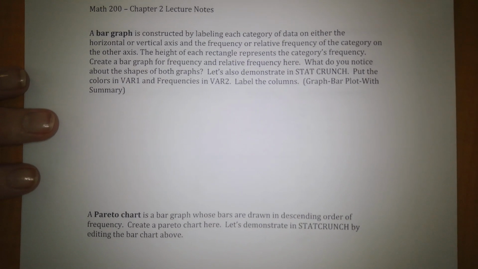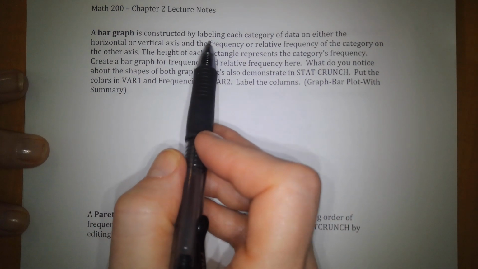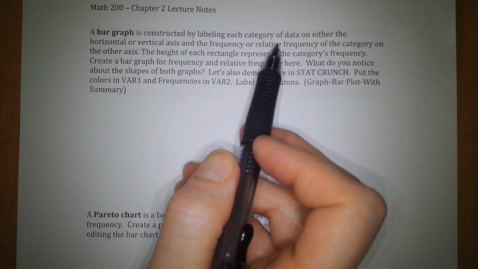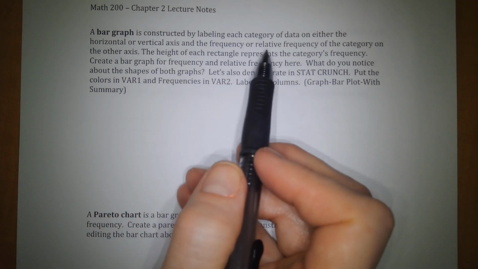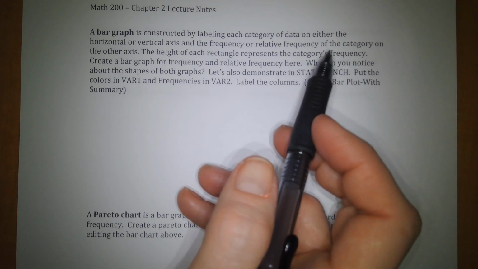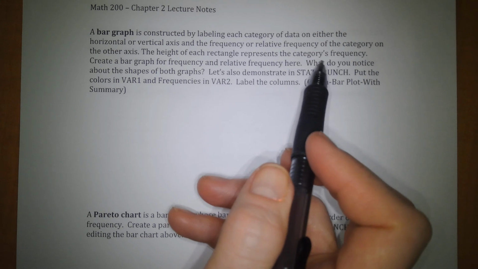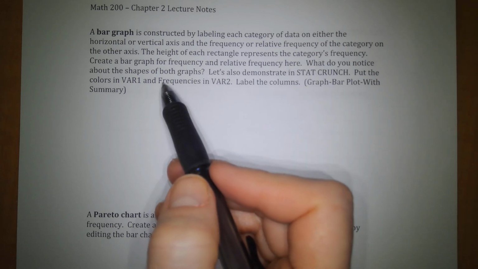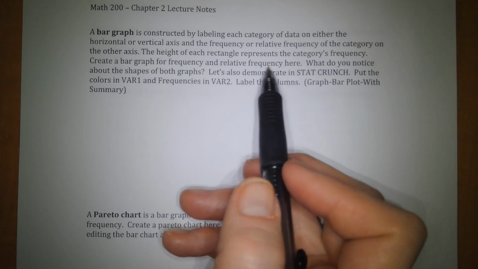A table is one way to graph qualitative data. Another way to do it is in a picture view, which is called a bar graph. A bar graph is constructed by labeling each category of data on either the horizontal or vertical axis, and the frequency or the relative frequency of that category on the other axis. The height of each rectangle represents the category's frequency. So we can create a bar graph for frequency or relative frequencies here.